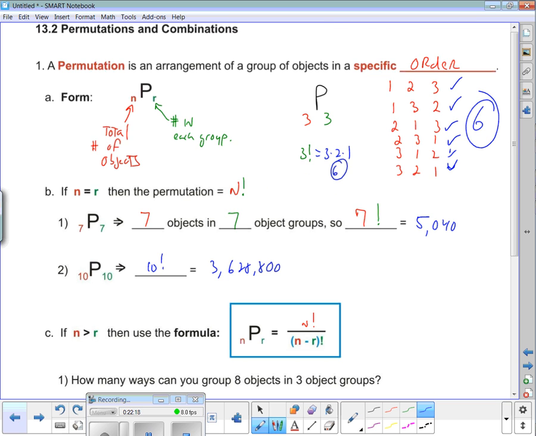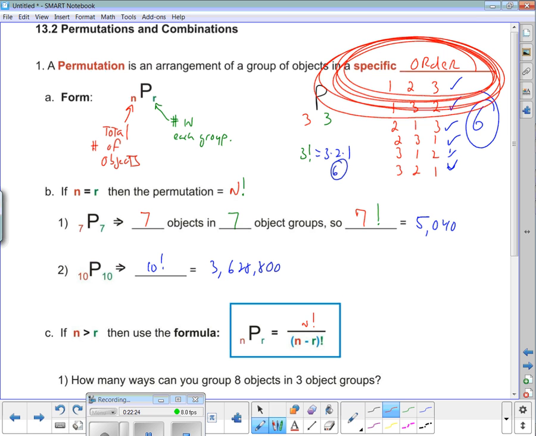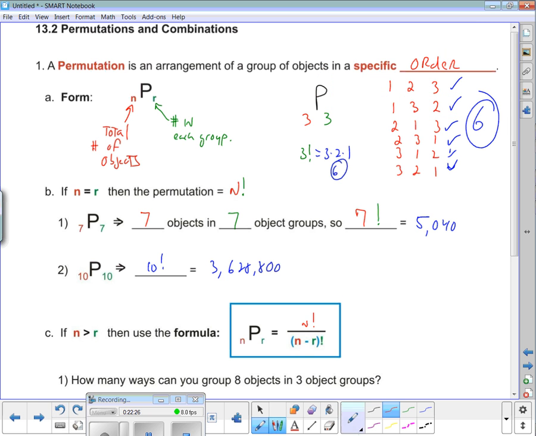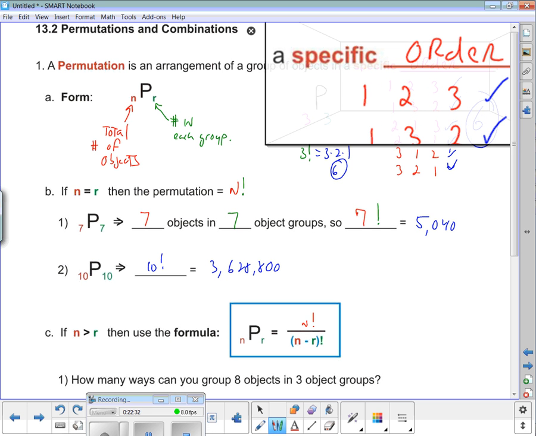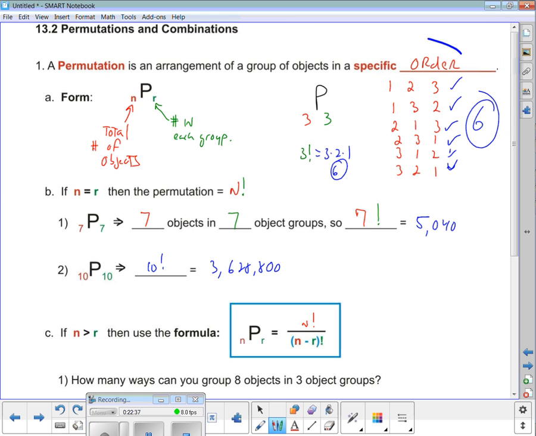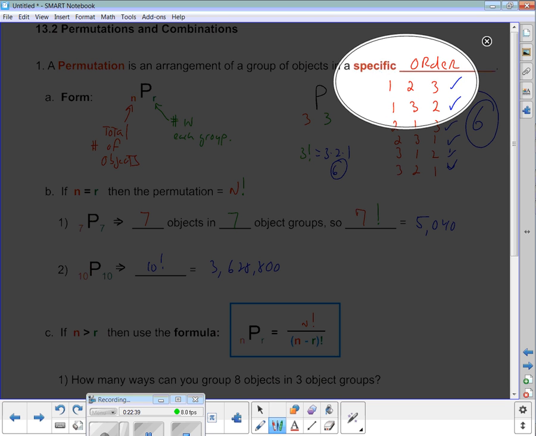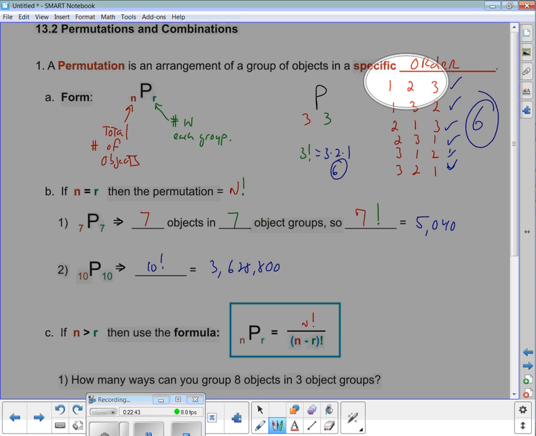Remember the key to permutations. They have a specific order. Okay? Do not forget that. They have a specific order. I don't know how much more I could emphasize this. They have a specific order, right? Permutation, specific order.